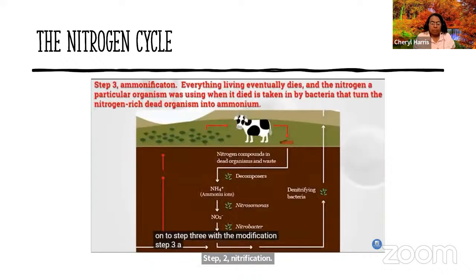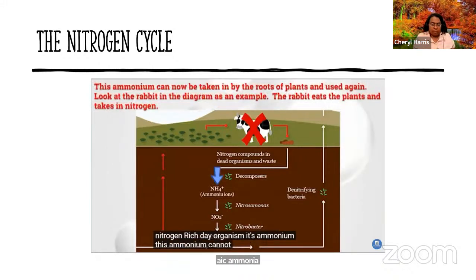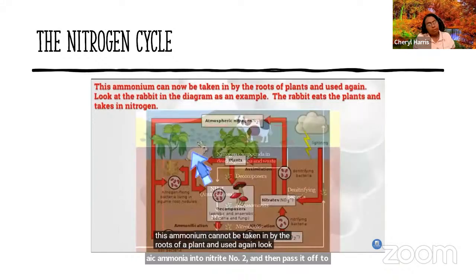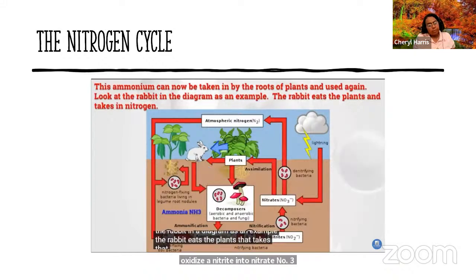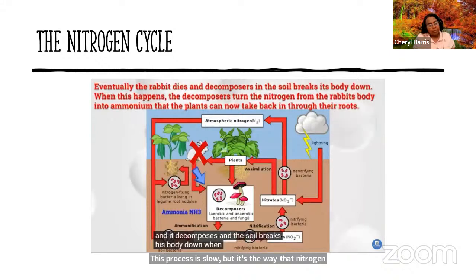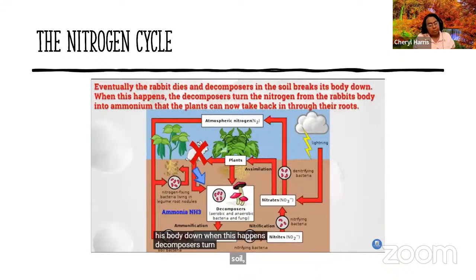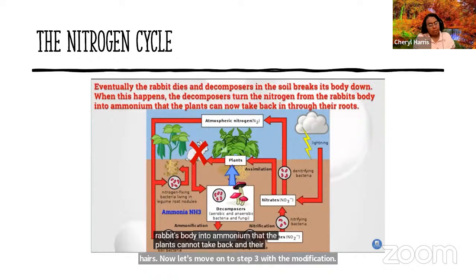Step 3. Ammonification. Everything living eventually dies, and the nitrogen a particular organism was using when it died is taken in by bacteria that turn the nitrogen-rich dead organism into ammonium. This ammonium can then be taken in by the roots of a plant and used again. Look at the rabbit in the diagram as an example. The rabbit eats the plants and takes in nitrogen. Eventually the rabbit dies and it decomposes and the soil breaks its body down. When this happens, the decomposers turn the nitrogen from the rabbit's body into ammonium that the plants can now take back in their roots. Now let's move on to step 4 for denitrification.